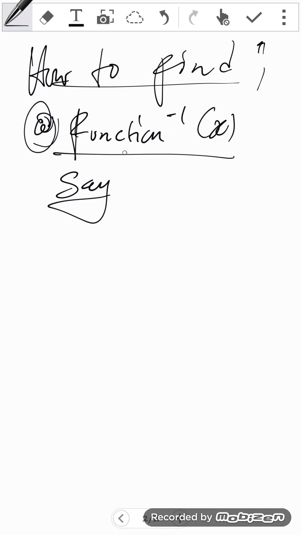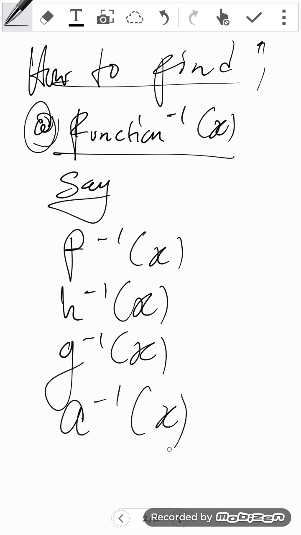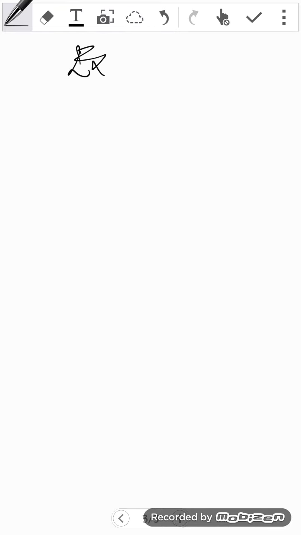there is a term function, they might put a variable which is simply just a letter. Could say f inverse of x, could also say h inverse of x, g inverse of x, whatever letter they wish to put. They can even say a inverse of x. You see, these are the type of notations you should expect. With that said, let's look at examples.